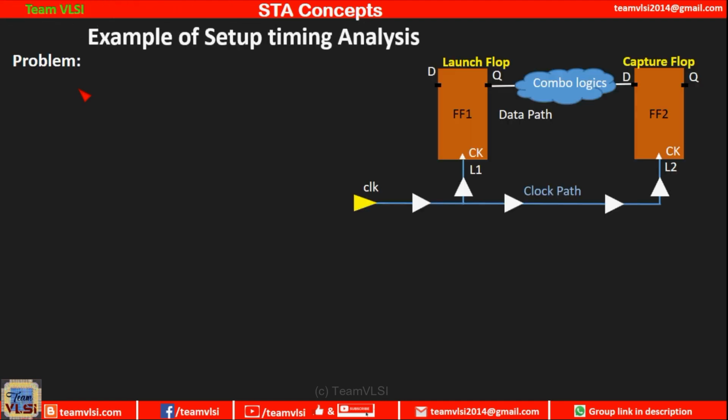So here we have given that the clock period is 1 nanosecond, combinational delay is 650 picosecond, clock to Q delay is 120 picosecond, and each clock buffer's delay is 20 picosecond. The setup uncertainty of this clock is 180 picosecond, and setup timing of flip-flop 2 is 150 picosecond. So let's analyze first, is it meeting the setup requirement or not.